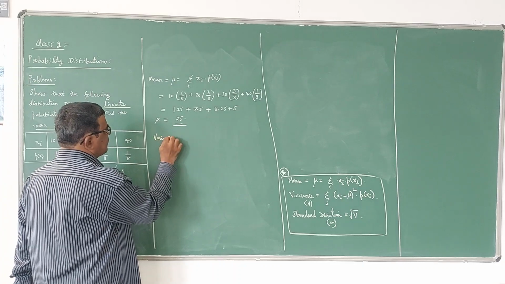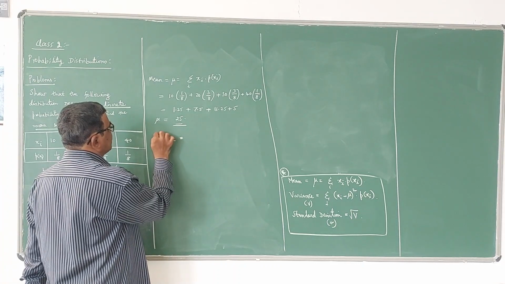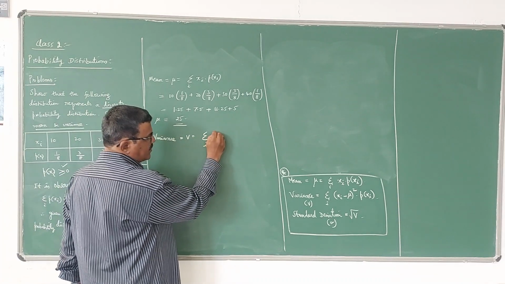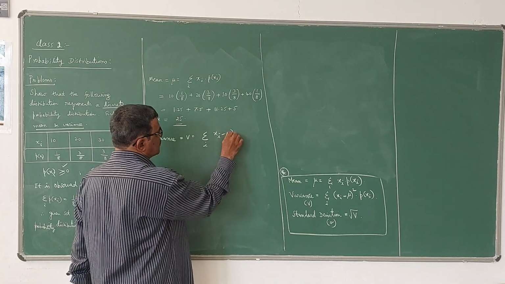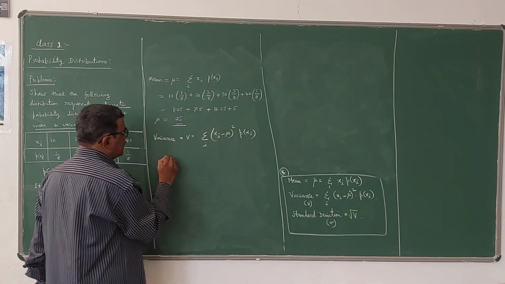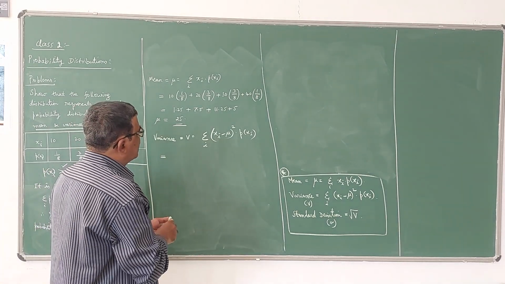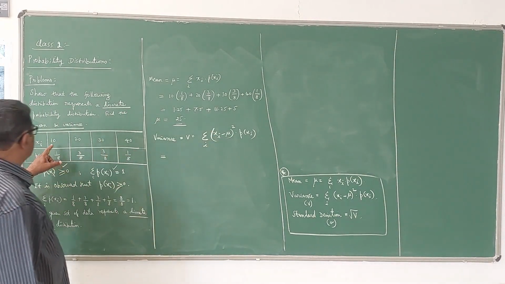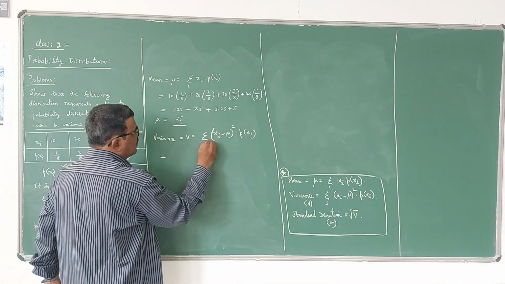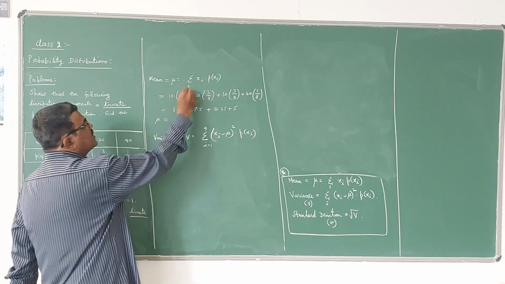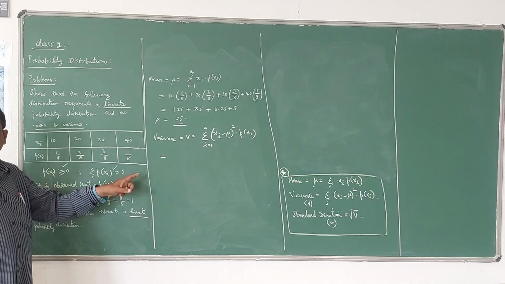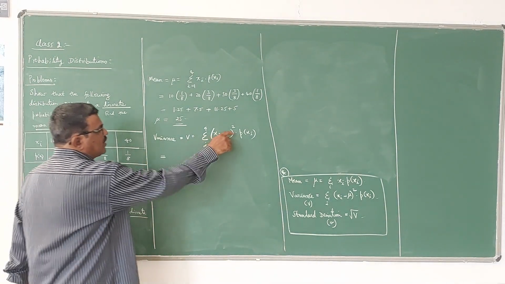The second one is variance. Mu means average. Variance V is given by sigma xi minus mu whole square into p of xi. What we have to do here is take xi minus mu whole square. Xi is this, mu is 25. Here i is equal to 1 to 4, as there are 4 data, so 4 values will be placed here.